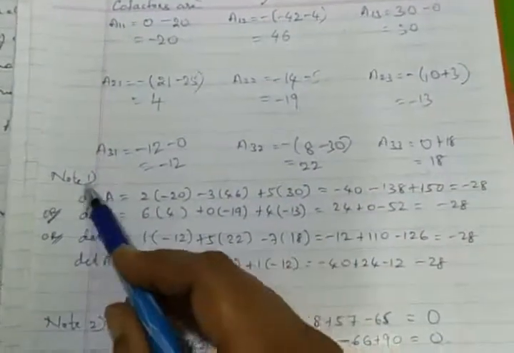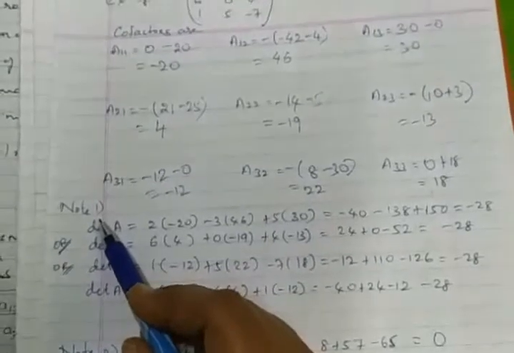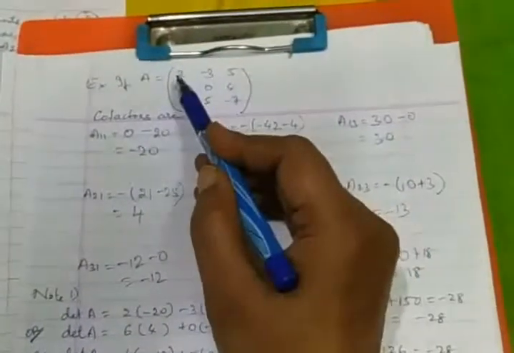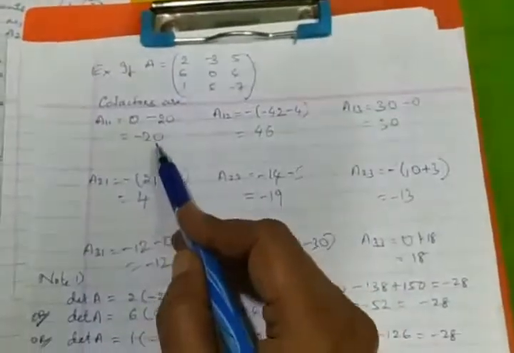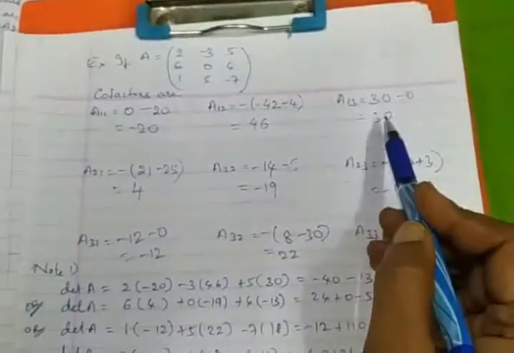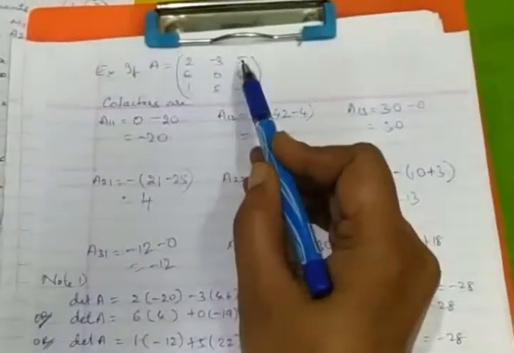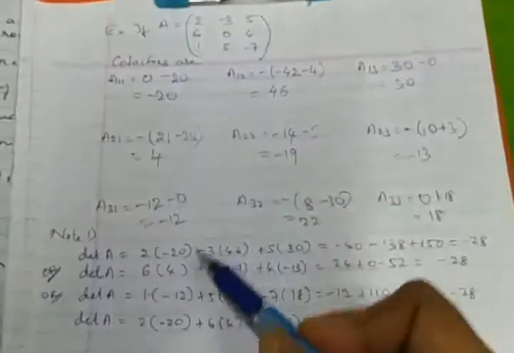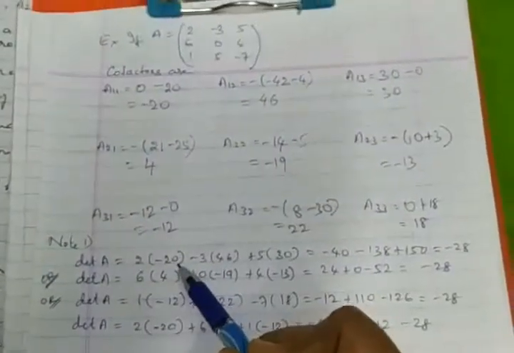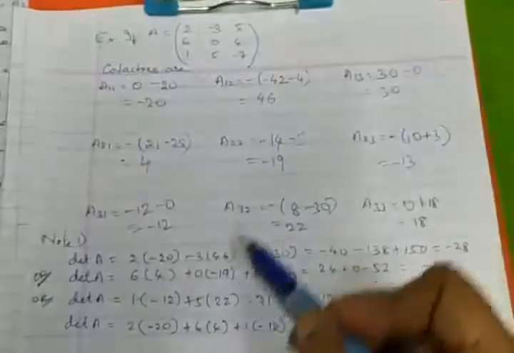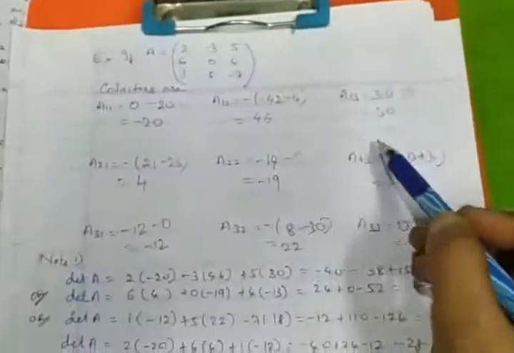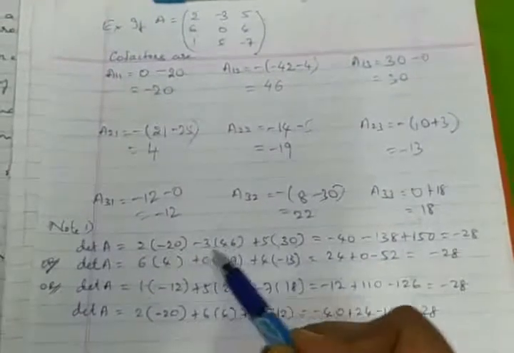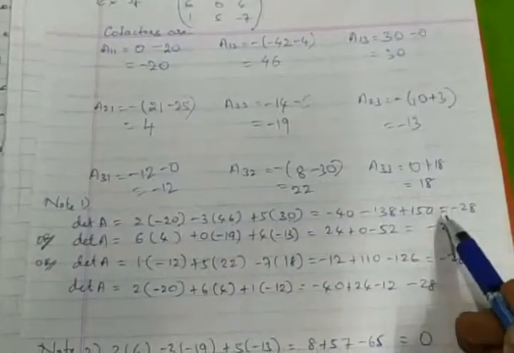Now to begin with, note number 1, let's have a discussion. See what happens if I multiply the first row with the first row cofactors only. If I go for 2 into minus 20, 2 into minus 20, minus 3 into 46, and 5 into 30, you can make the calculation here. We'll get the value minus 28.